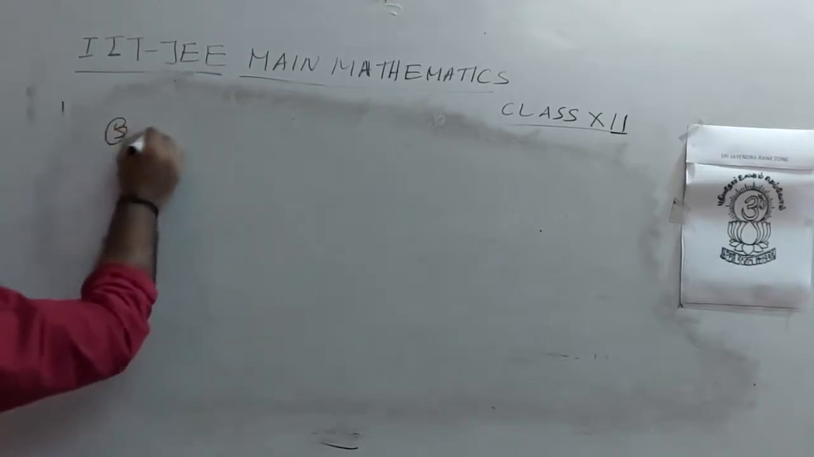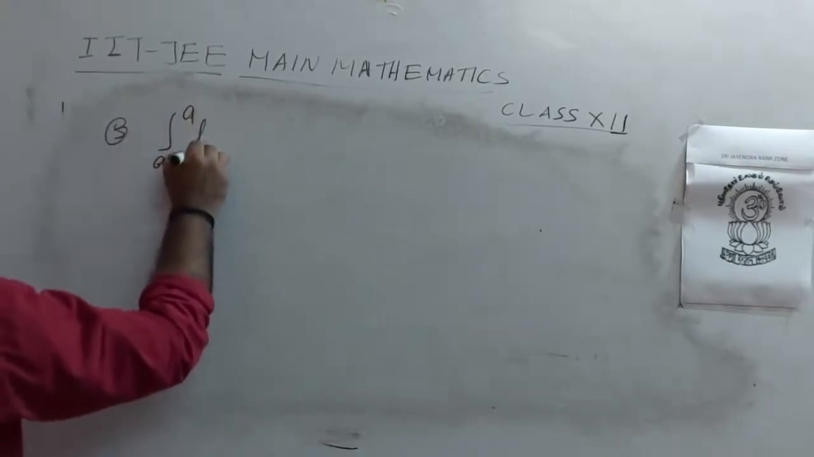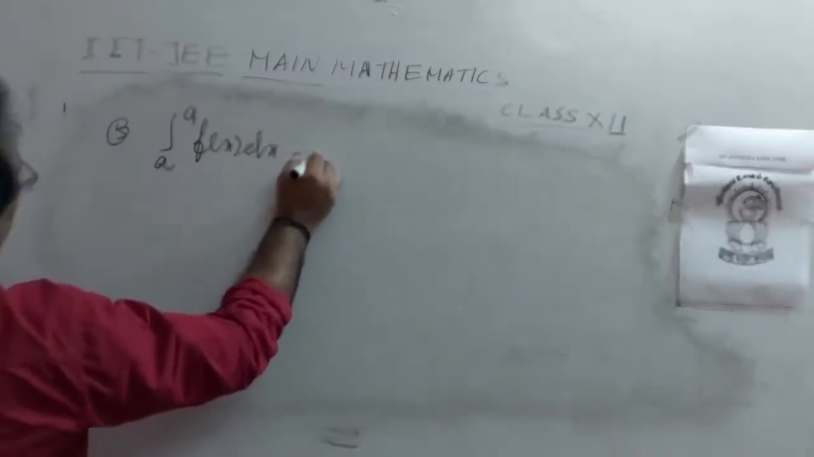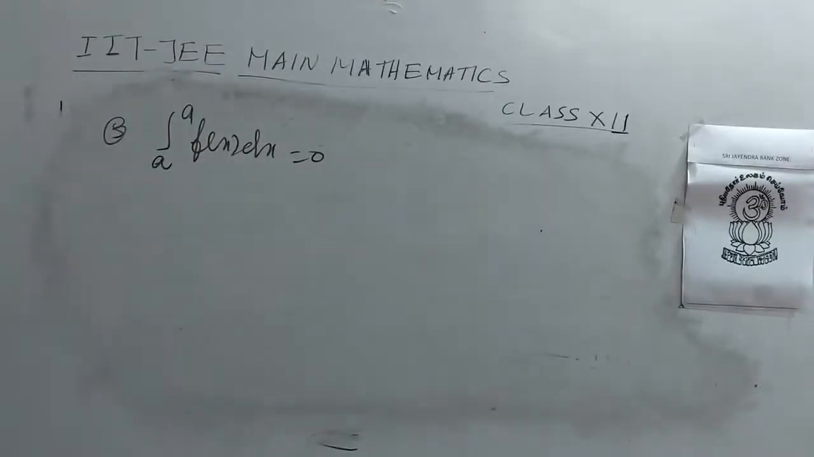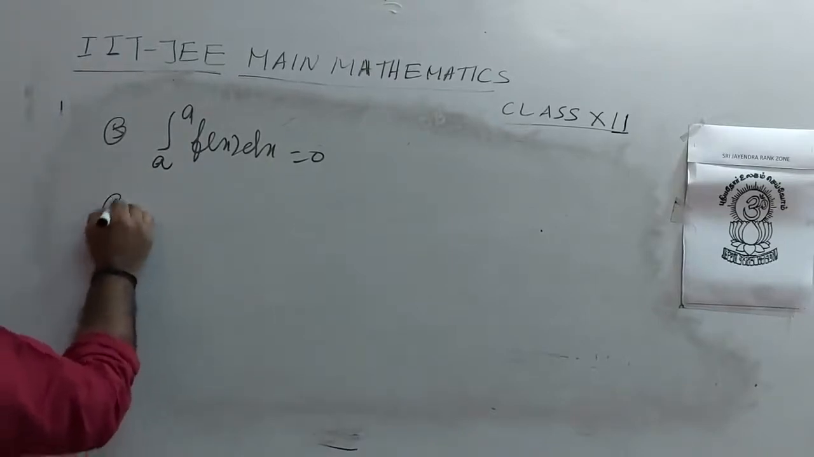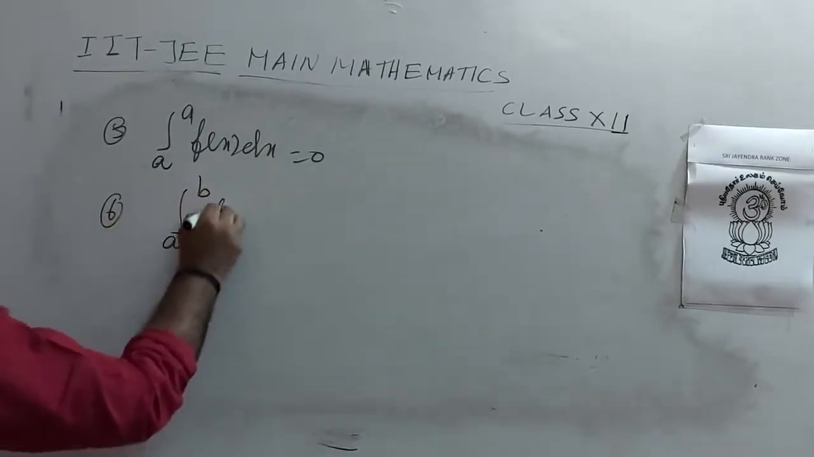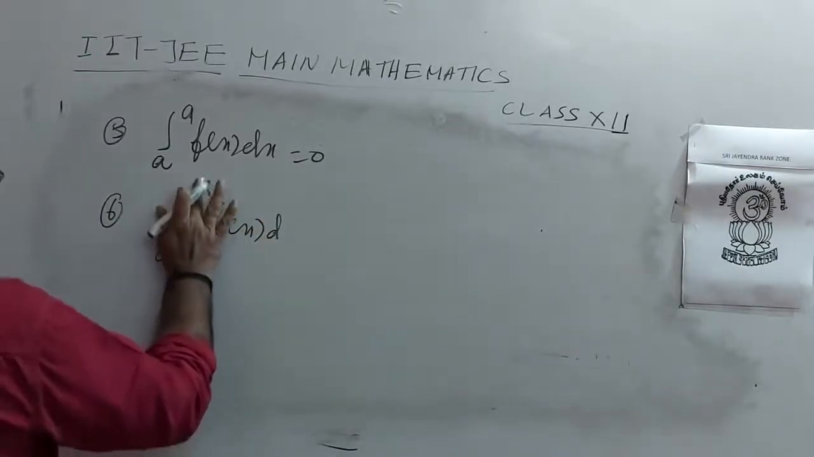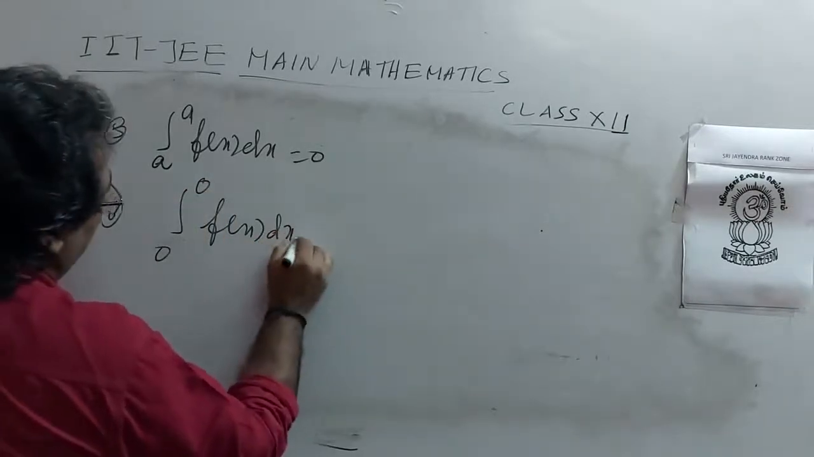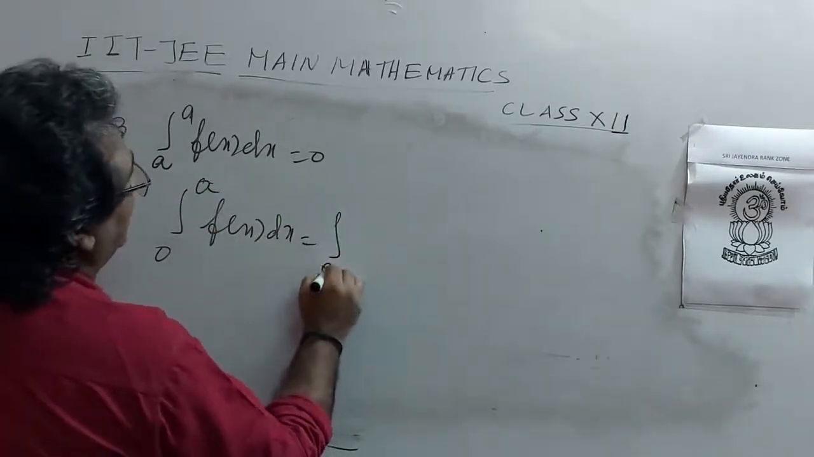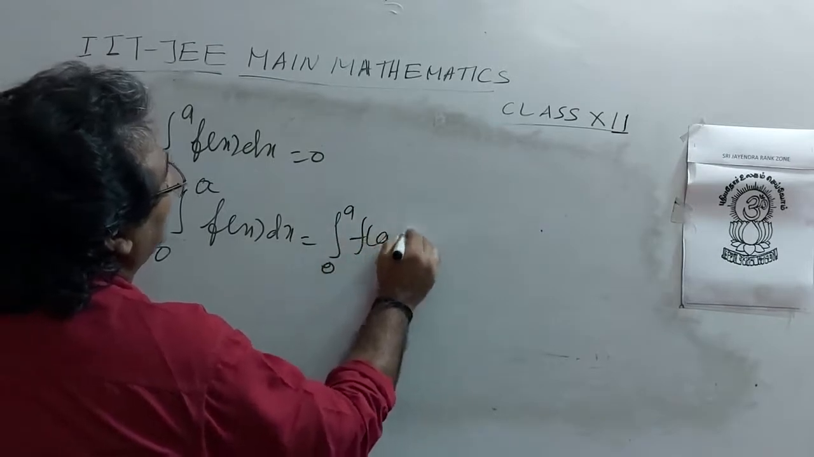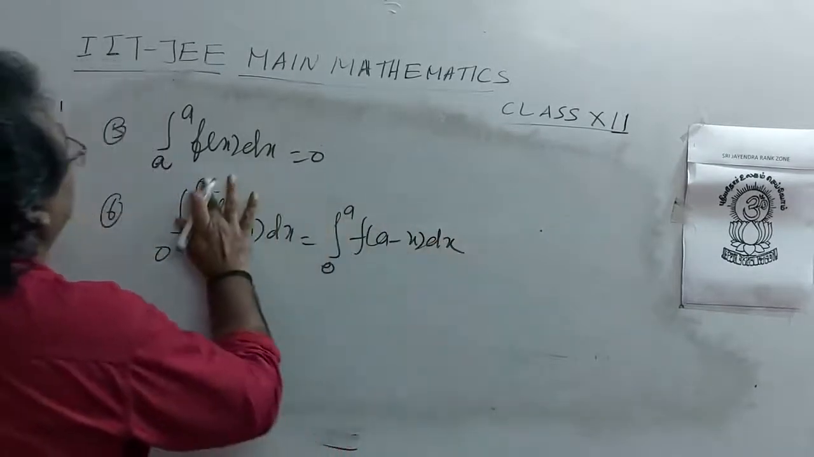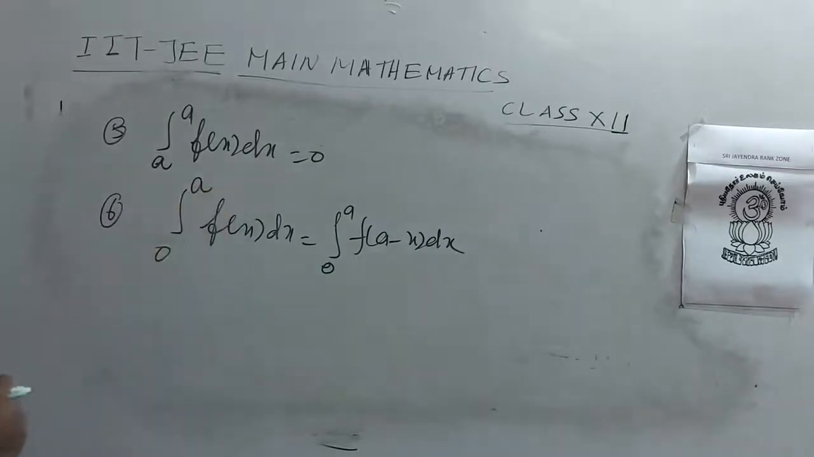In fact, integral a to a f of x dx equal 0. If the lower limit and upper limit are same, the answer will be 0. Integral 0 to a f of x dx equal to integral 0 to a f of a minus x dx. Very, very important result.